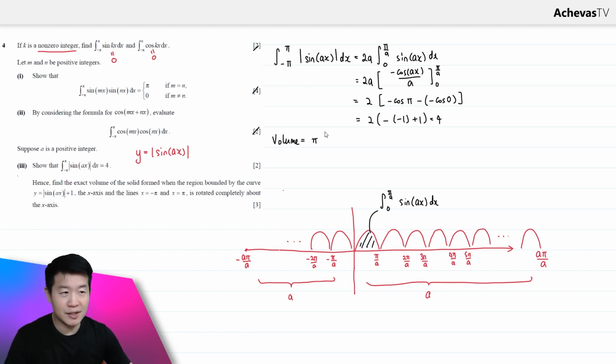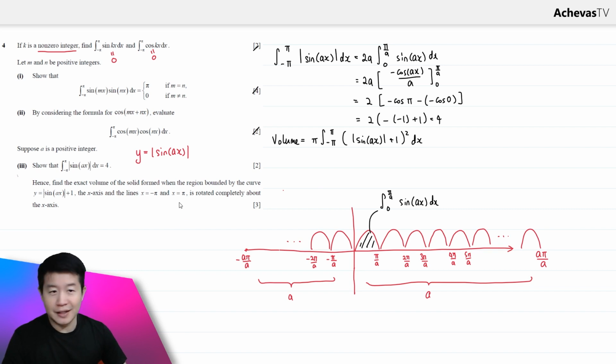So it is just using the same formula, which is pi integration from minus pi to pi of modulus of sine ax, modulus plus 1, all squared, dx. Okay, this is the typical volume formula. It is integrating this entire thing squared.